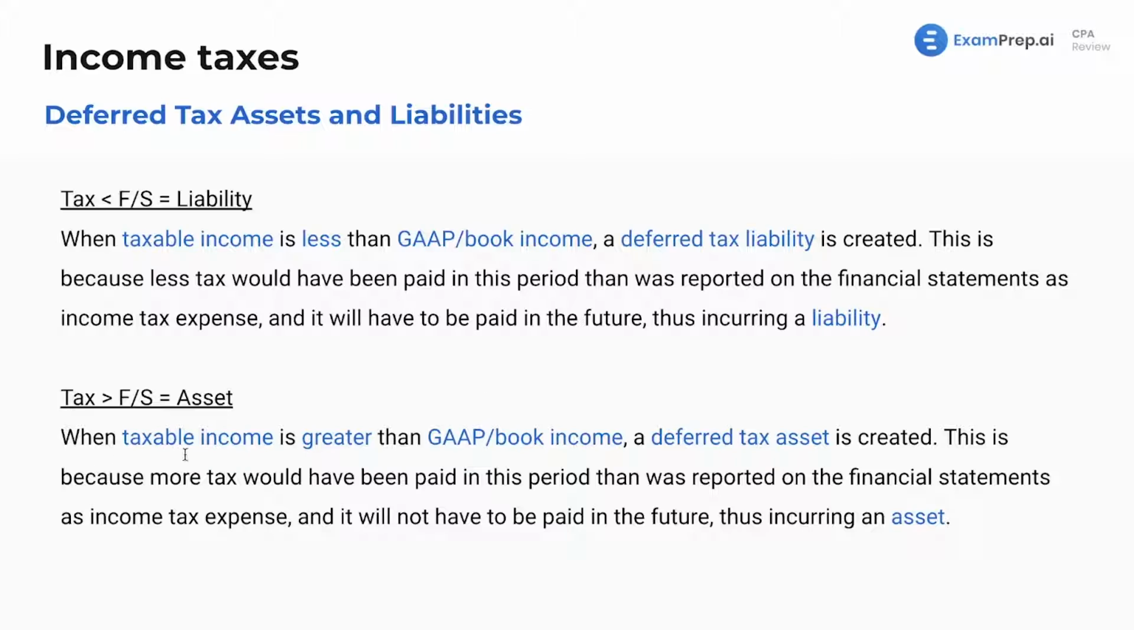Similarly, when taxable income is greater than GAAP or book income, a deferred tax asset is created. This is because more tax would have been paid in this period than was reported on the financial statements as income tax expense. And it will not have to be paid in the future, thus incurring an asset. Again, super important here, understanding the differences and when to recognize each. This is something that trips up a lot of people, and I'm doing my best here. Make sure that does not happen to you.